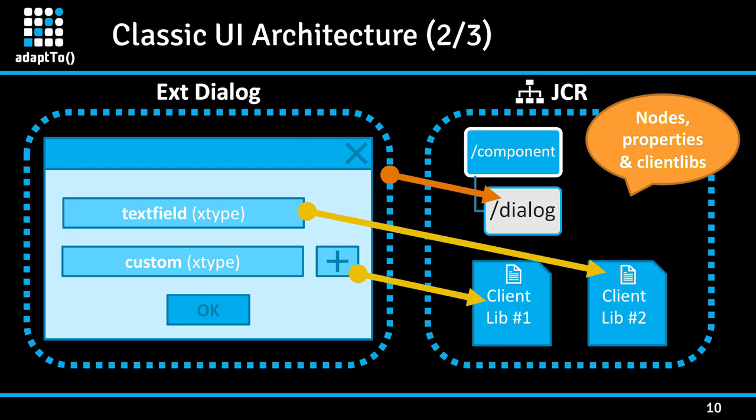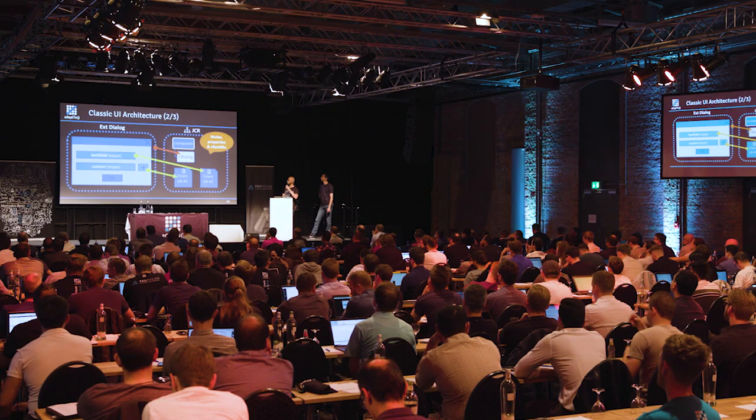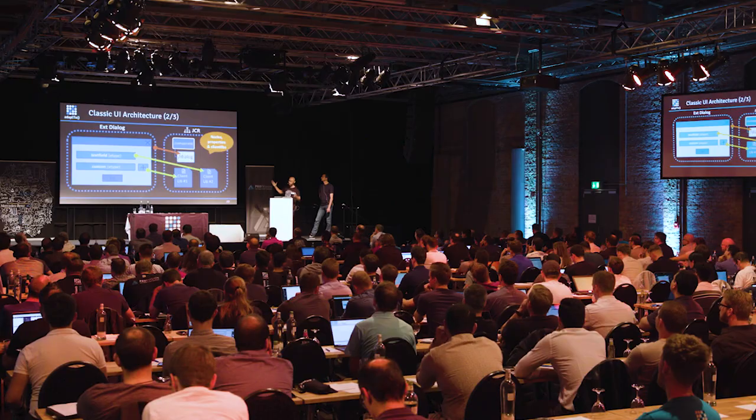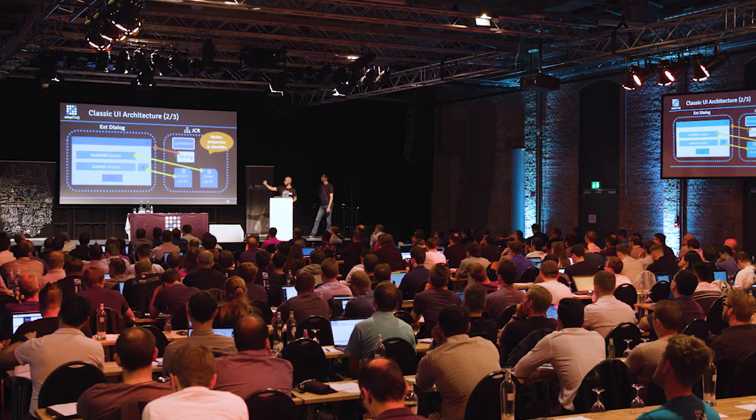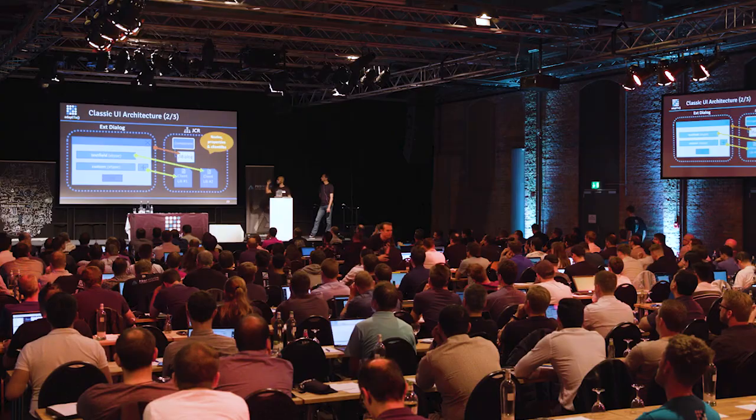And on the right, we have, let's say, a representation of the JCR repository. And as we said before, we have a detached representation from the dialog and from the client libs. So what we have is basically all nodes, properties, and client libs, as most of you are aware. We have the text field that represents client lib number 2 and the custom type that represents client lib number 1, both of them detached from the dialog.